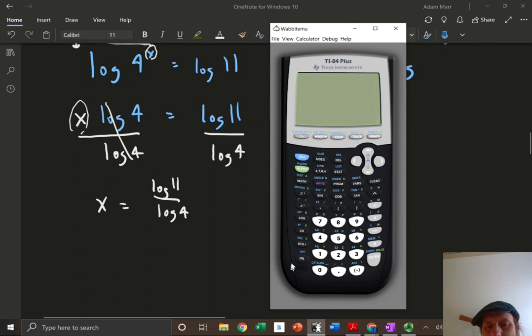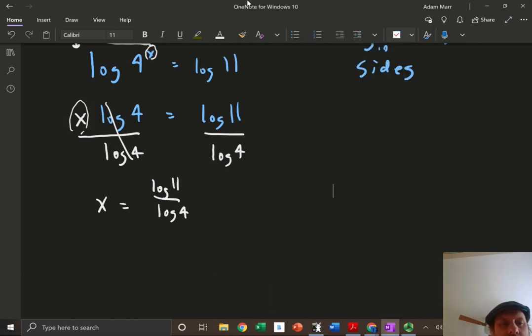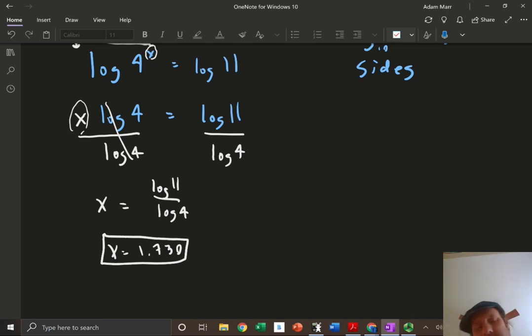So we're going to go ahead and say, let's see, the log of 11, close up the parenthesis, over the log of 4, close up the parenthesis. And that gives me, round to 3 decimals is fine, 1.7297. Okay, so that rounds up to 1.730, right? That'll give me that x equals 1.730, all right? I think 3 decimals is best, but even if you rounded to 2 decimals, that would be okay too.